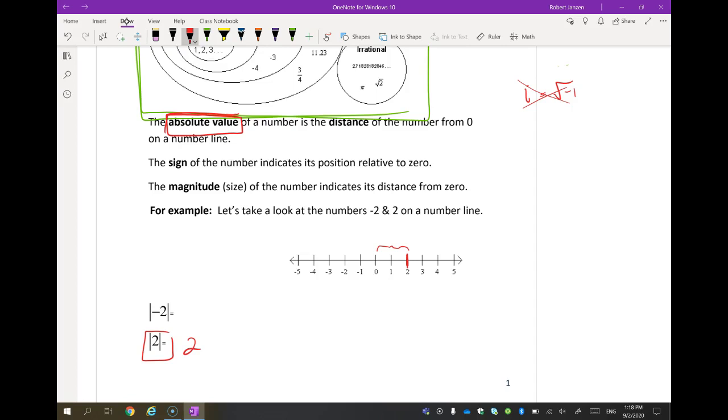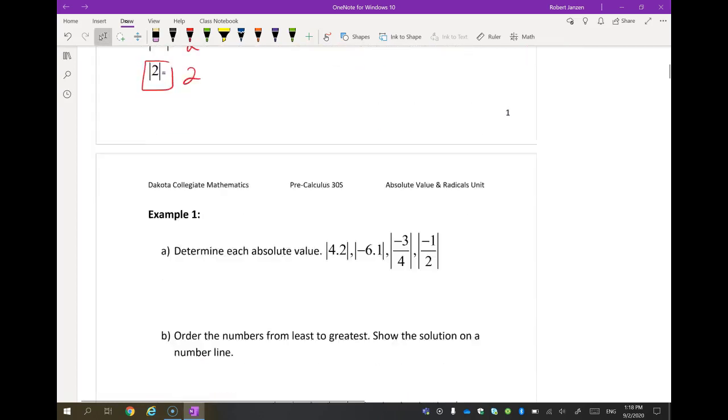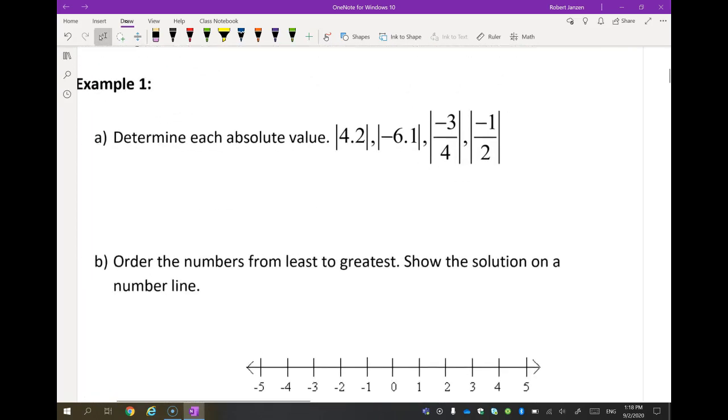What about -2? Well, here's -2. What is its distance from 0? It's also 2. Okay? So the absolute value, think of it as being the distance from 0. Another way of thinking about it is that it's always going to be the positive value because distance is always positive. Okay? So let's do the first one.